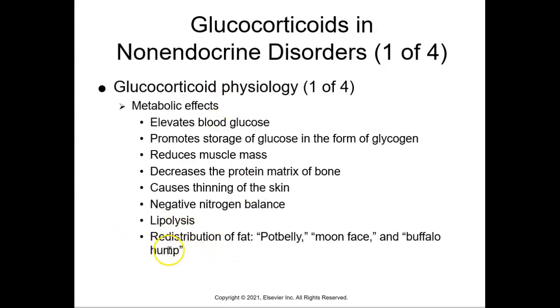That is what the cortisol will be working on in our body. It also can reduce muscle mass, decrease the matrix of the bone, cause thinning of the skin, and cause a negative nitrogen balance. We'll talk a little bit more about that, but the metabolic effects are real. It's needed also for protein metabolism, and that's why it can reduce muscle mass if we give too many glucocorticoids.